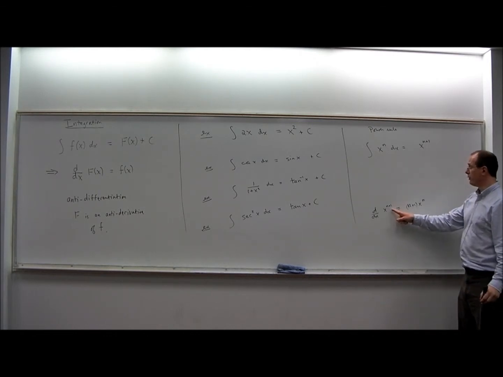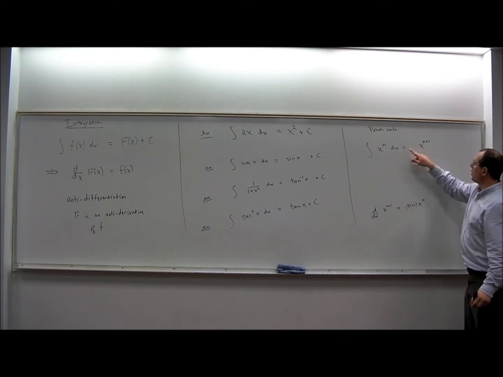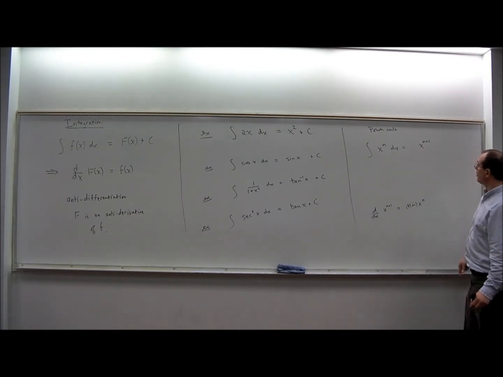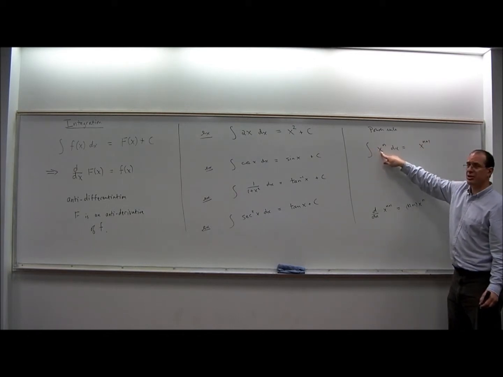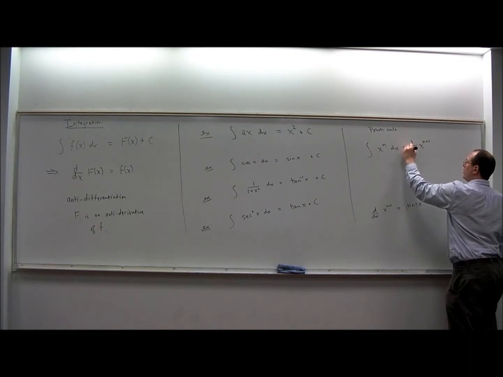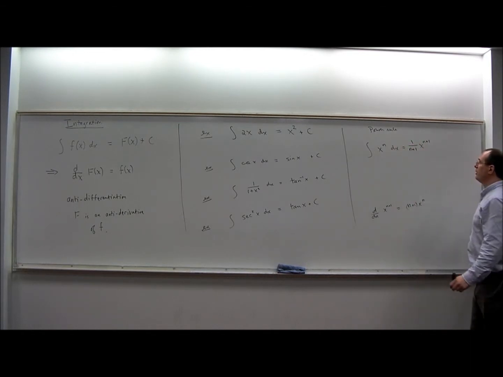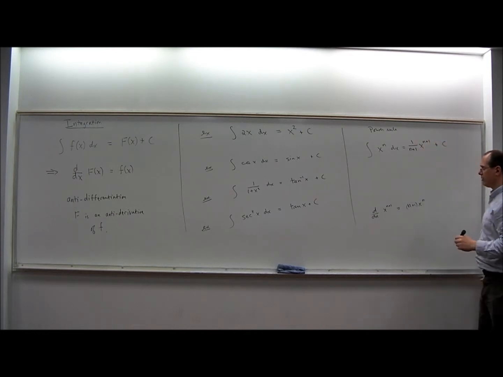Using the power rule for derivatives, bring down the power, and subtract 1 from the power, n plus 1 minus 1 becomes n. So this isn't quite right, because the derivative of this would be n plus 1 times this one. So what we should do here is put 1 over n plus 1, and plus the constant of integration.